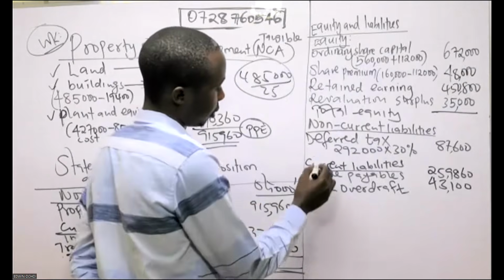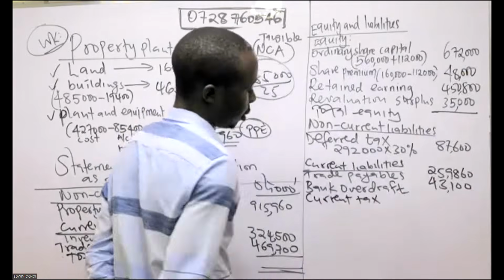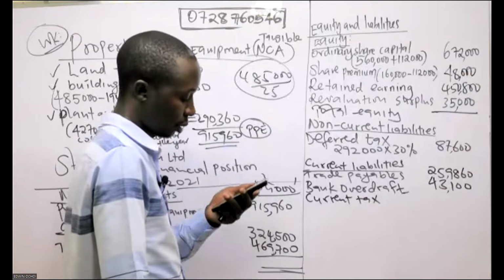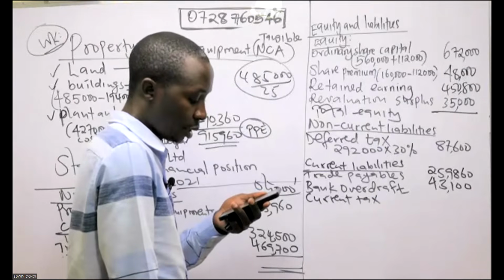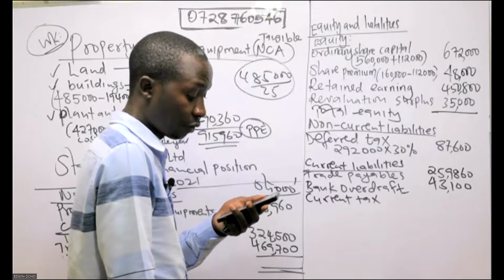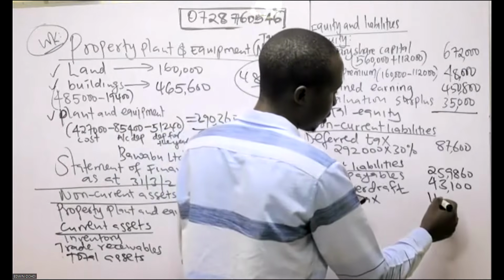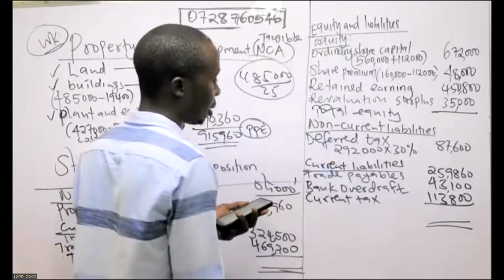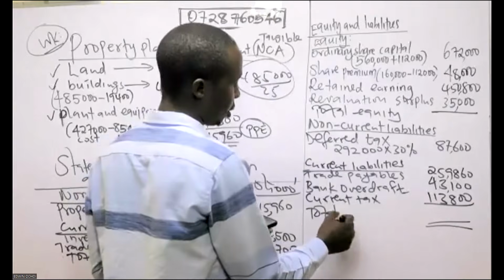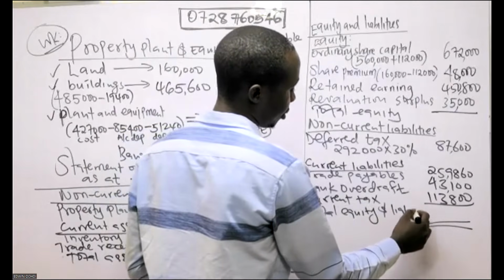Then finally, current tax, the provision, the one they were supposed to pay for the current year from note 3. The company estimated an income tax provision, and they have not paid. They're supposed to pay. That is a liability, 113,800. So total equity and liabilities.